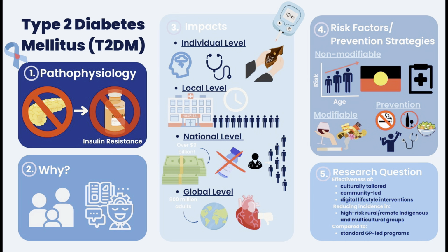A research question I would explore for type 2 diabetes in Australia is, how effective are culturally tailored, community-led digital lifestyle interventions in reducing incidence among high-risk rural and remote, Indigenous and multicultural groups versus standard GP-led programs? This targets gaps in national strategies like remote disparities, decline in research funding, and needs for precision prevention in diverse populations. It leverages declining incidence since 2010, focusing on youth and ethnic surges to assess scalable models amid workforce shortages.